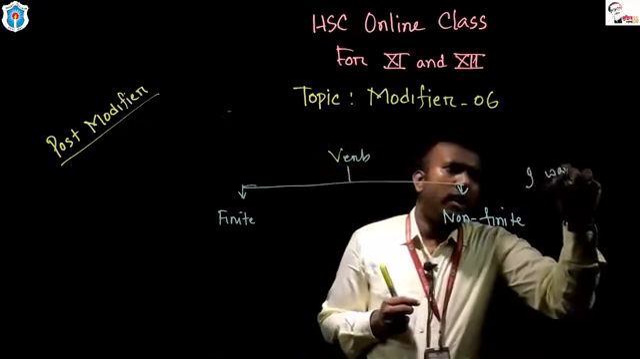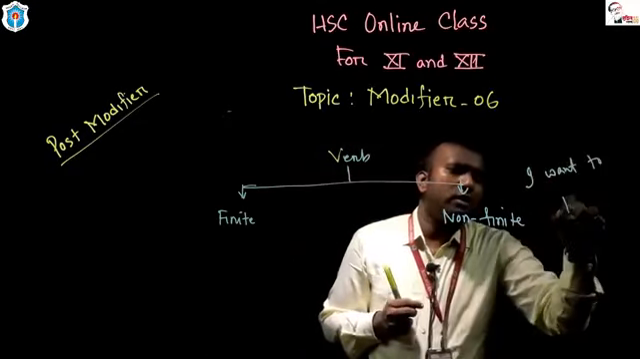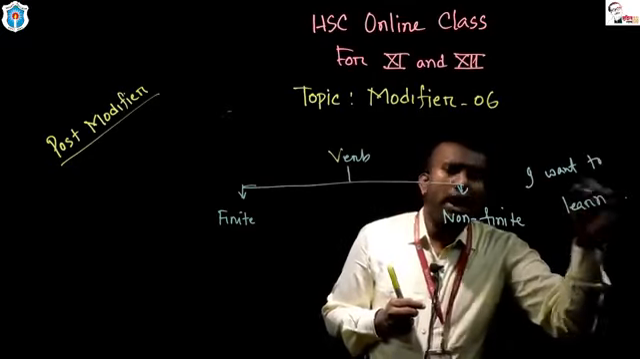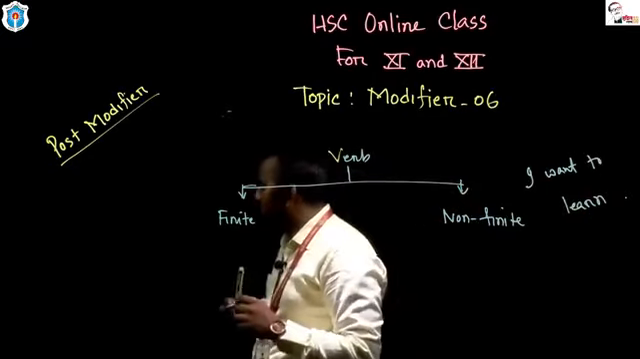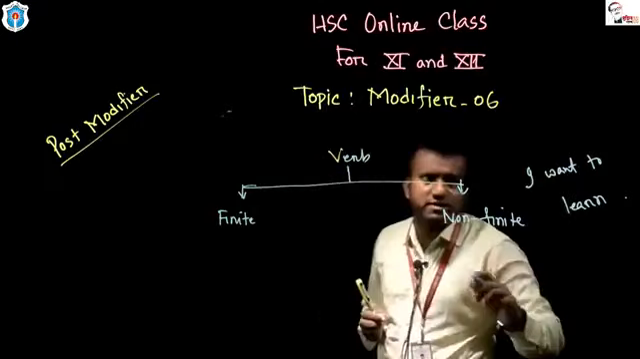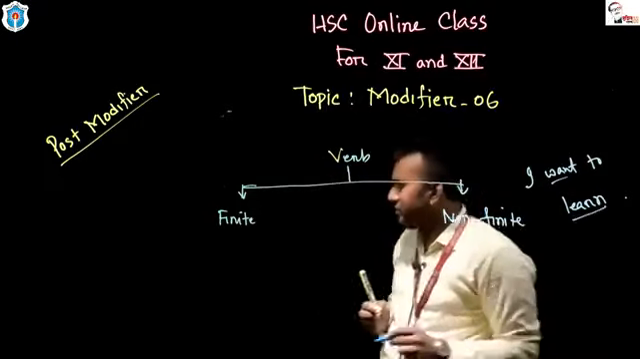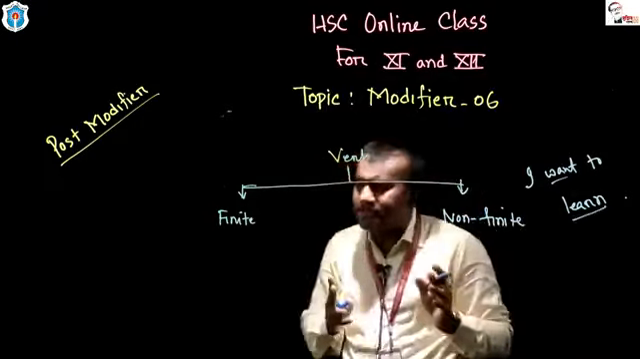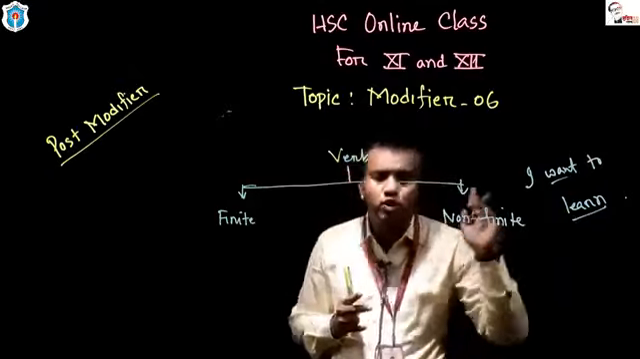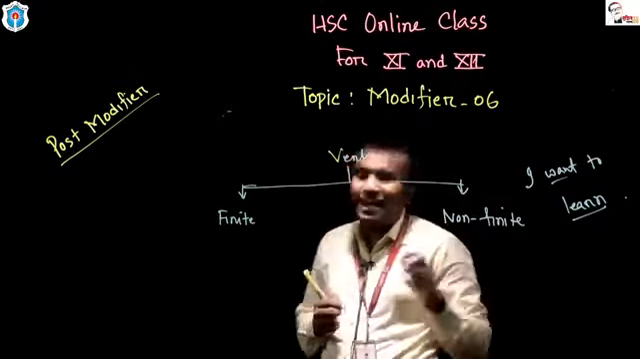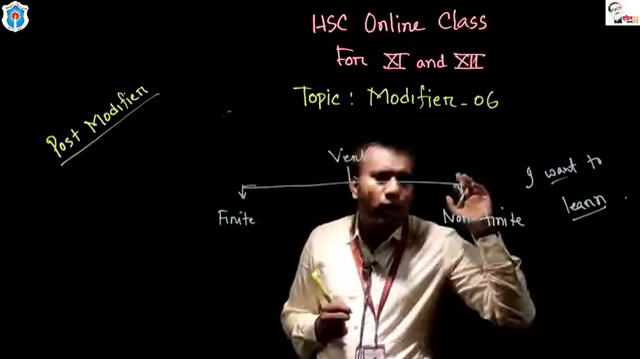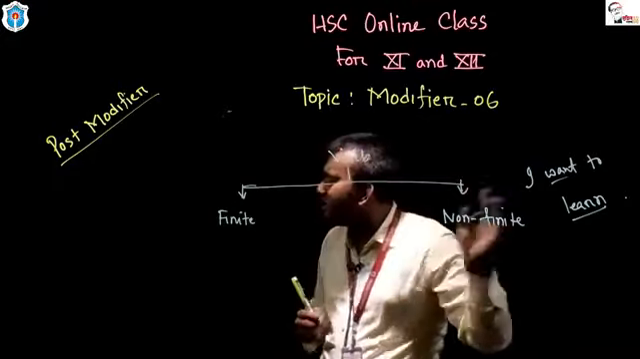I want to learn. In this sentence, how many verbs have you got? You have got 2 verbs, want and learn. I have given you a sentence, and in this sentence we have got 2 verbs. Okay, can you please tell me which tense is used in this sentence?